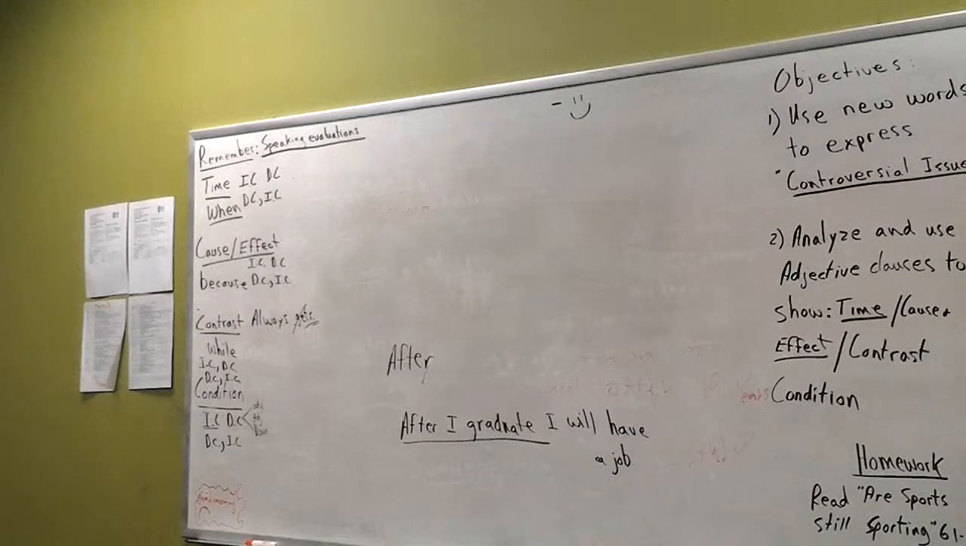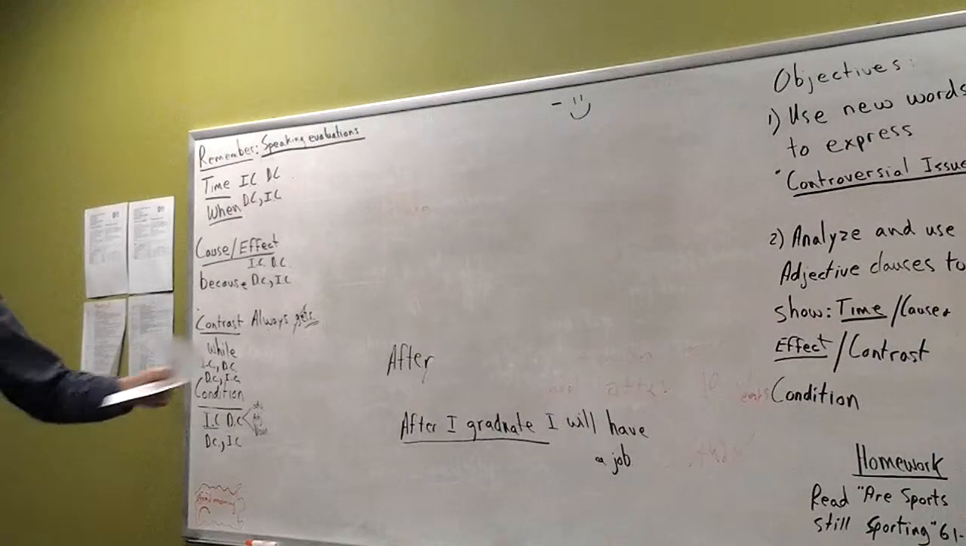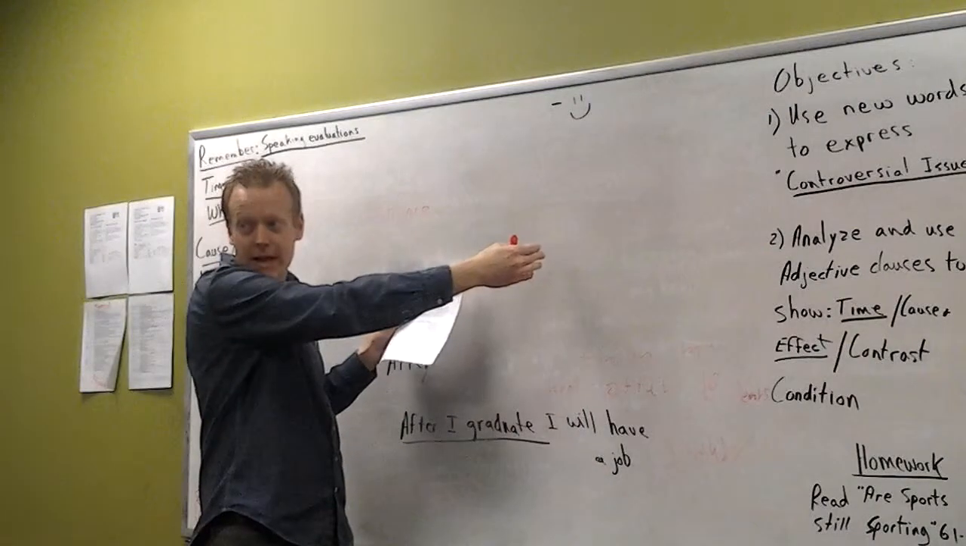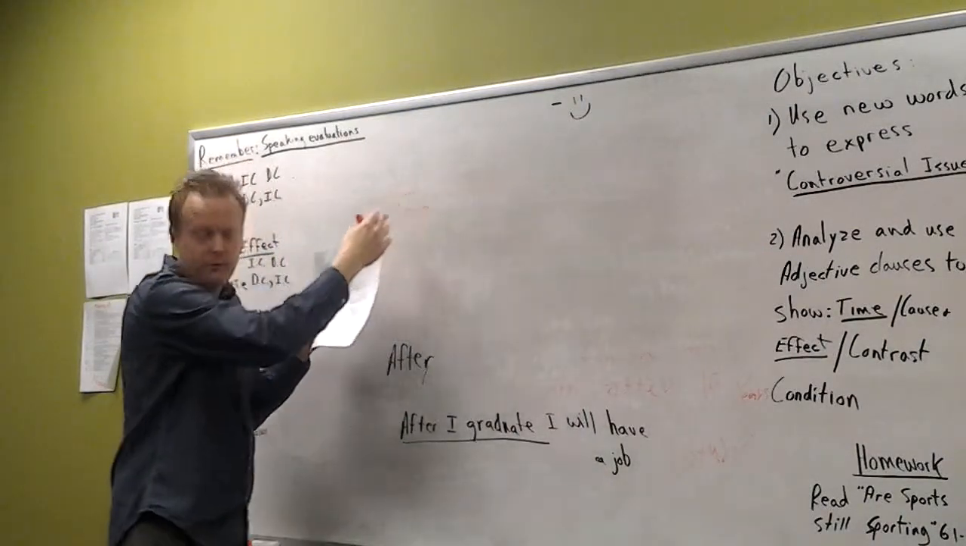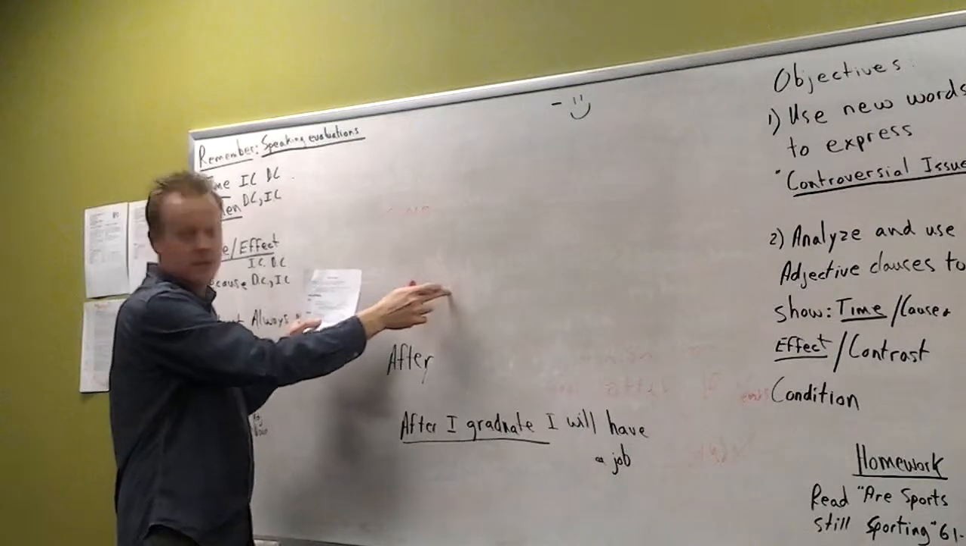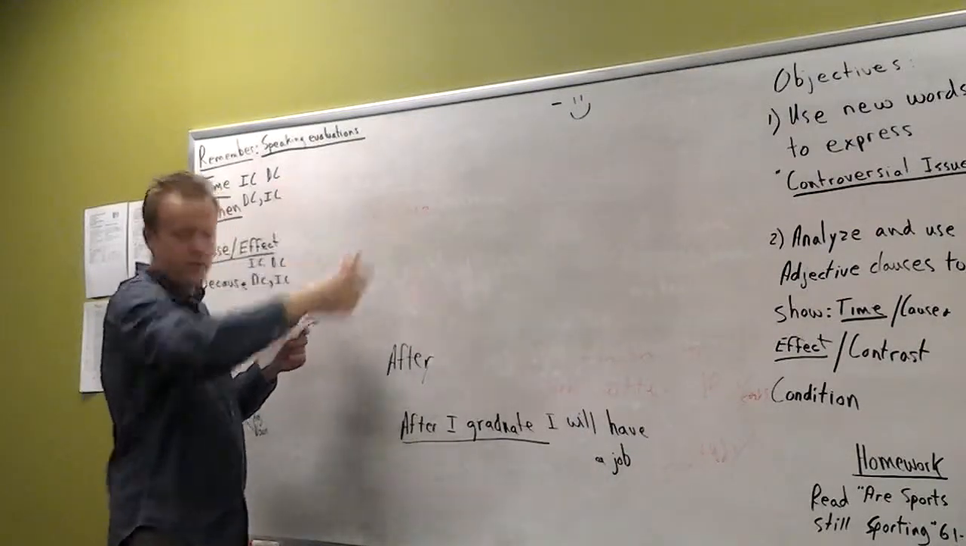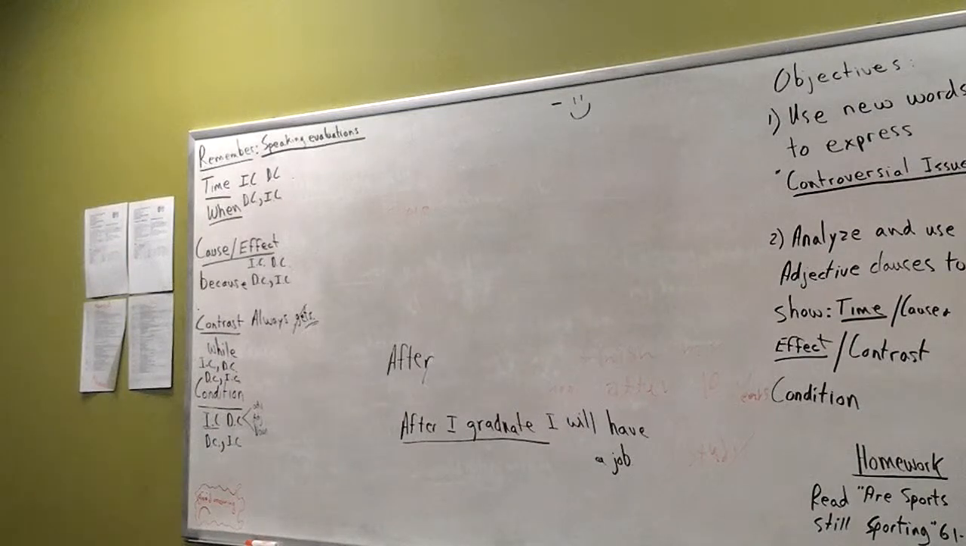Abdullah, you want to read the next one? I have a question. Yeah, what's the question? Before, is it always the first event or the first action? Yes. Always. Whatever follows the before means you're going to do it first, and then something else will happen. If you put the thing after the before in the simple present, then the other action obviously needs to happen in the future, right? If you put the before in the simple past, then the other thing has to be either simple past or past perfect.